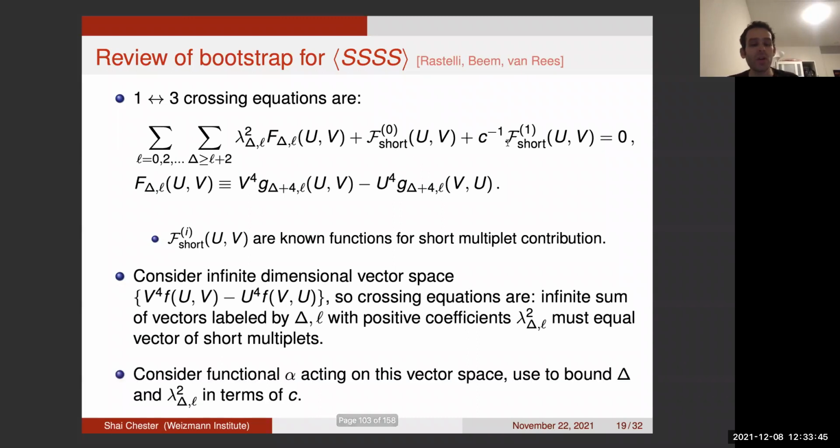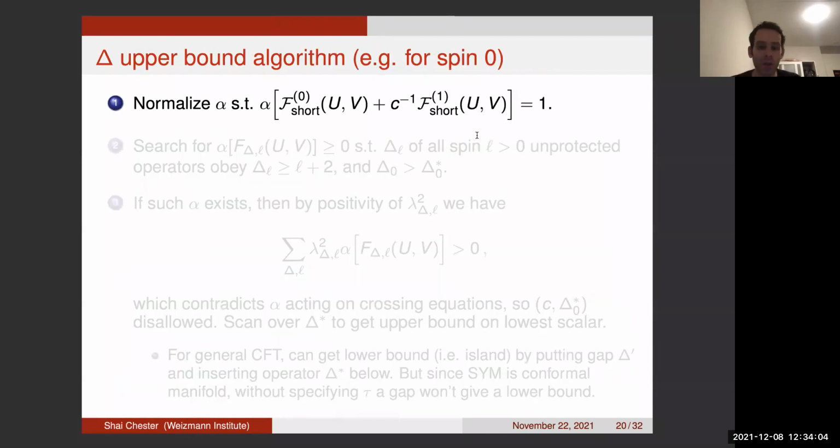Then you can consider a functional alpha acting on this vector space, and you can use this functional to bound the scaling dimension and OP coefficients in terms of C, where you know the value of C because you see it's appearing explicitly here. But that's just in general in the bootstrap. You can always put in the value of C because it's proportional to the stress tensor OP coefficient. Okay, so let's just go through all the details because we're going to generalize it in a moment.